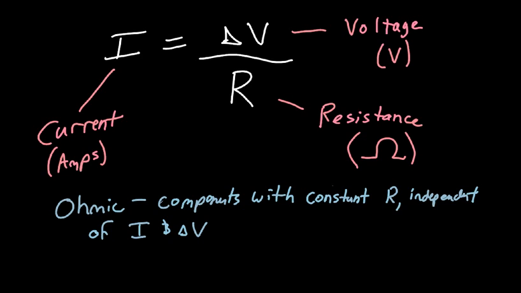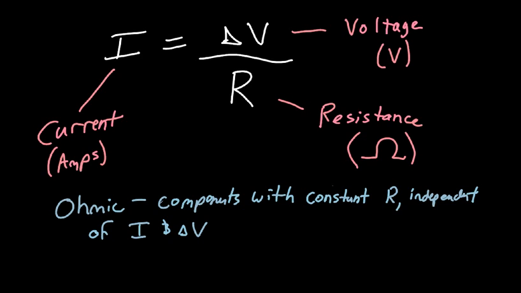So Ohm's law will use the I here to mean current in amps that is running through this component, whatever it is we're investigating. Delta V is the potential difference, or the voltage, and that'll be in volts, that we have across this component. And then R is going to be the resistance of the component itself, measured in ohms.